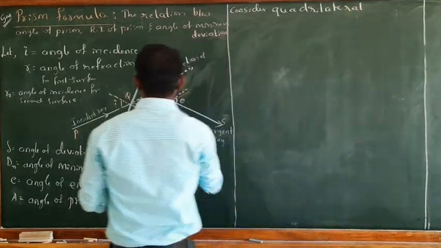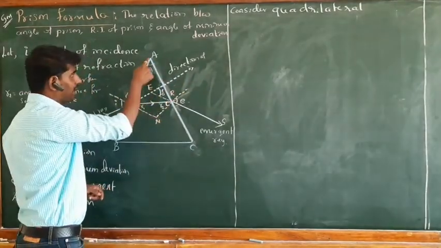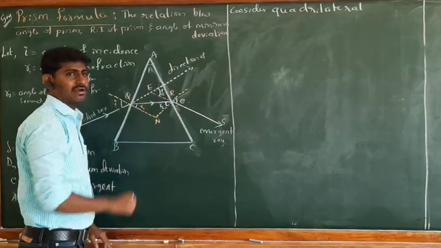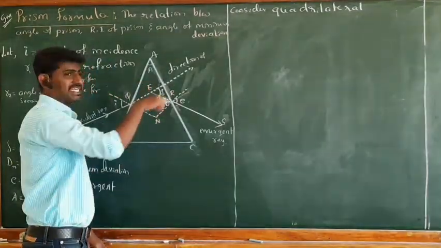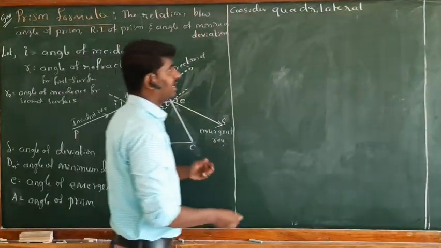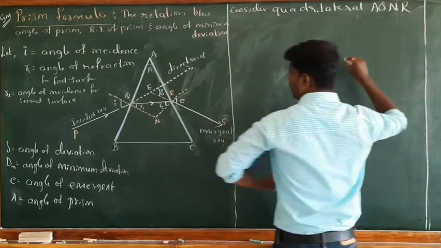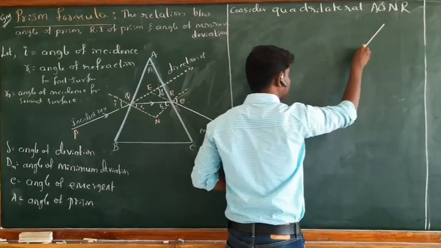Its name is A, Q, N, R. See here, A, Q, N, R is a quadrilateral. A shape with four sides is called a quadrilateral. So A, Q, N, R. I'll write again. A, Q, N, R. Okay, it is like this.